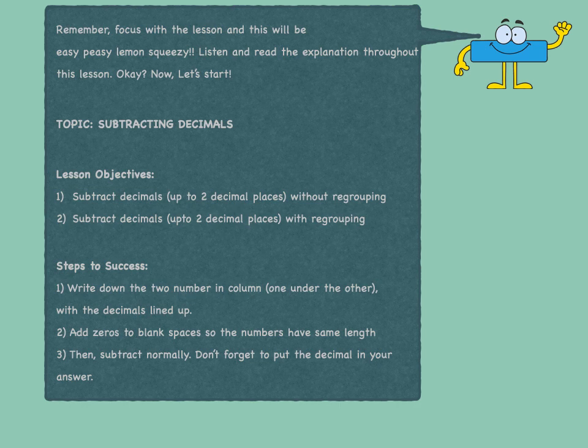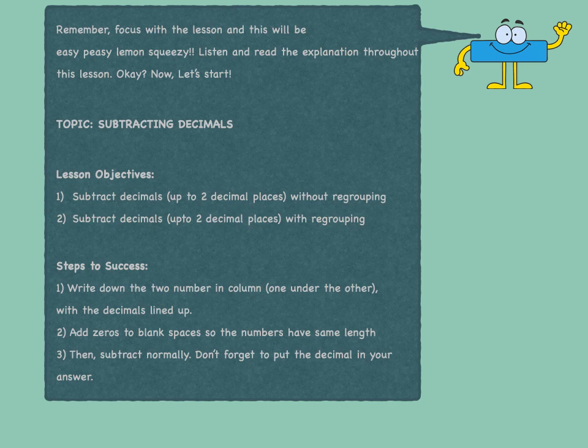Our topic, as I said, is subtracting decimals. You have done adding decimals, so it's the same thing, but this time it's subtraction. Lesson objective, I already mentioned it just now: subtracting decimals up to 2 decimal places, up to hundredths, without regrouping as well as with regrouping. But for the examples, I will focus on with regrouping, because I think without regrouping, you can easily do that by yourself, okay? Now, the steps to success, I'm going to read through, but throughout the examples you can see step by step how these steps are done, okay?